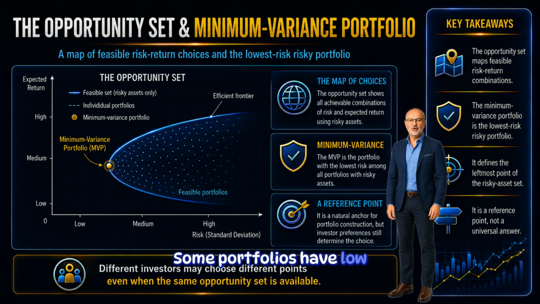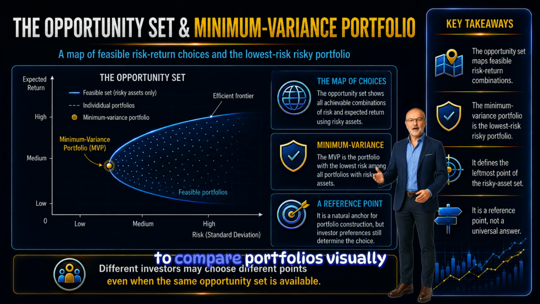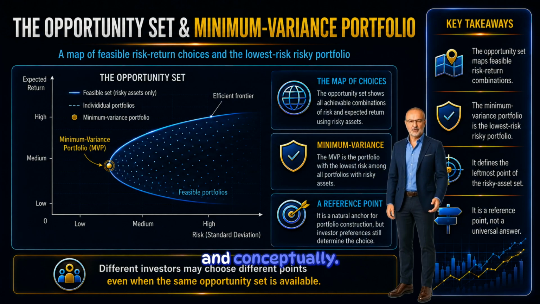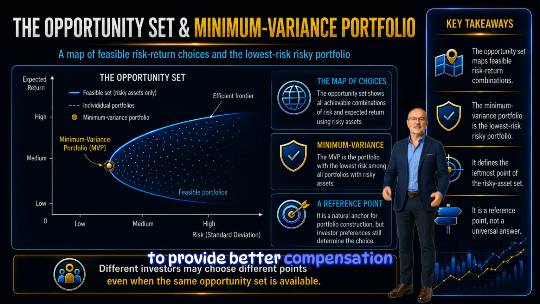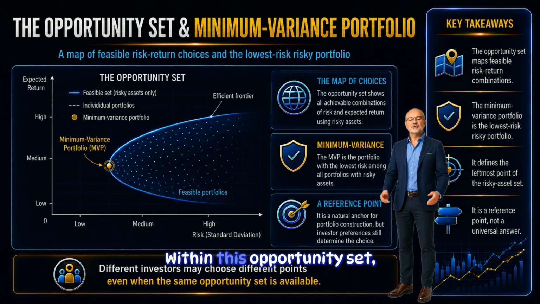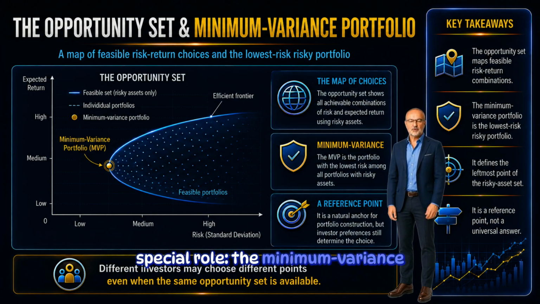Some portfolios have low risk and low expected return. Some have high risk and high expected return. Some may have unattractive combinations. The opportunity set gives us a map of feasible choices. This map is useful because it allows investors to compare portfolios visually and conceptually. We can see which portfolios are available, which ones involve more risk, and which ones appear to provide better compensation for risk. Within this opportunity set, one portfolio has a special role, the minimum variance portfolio.